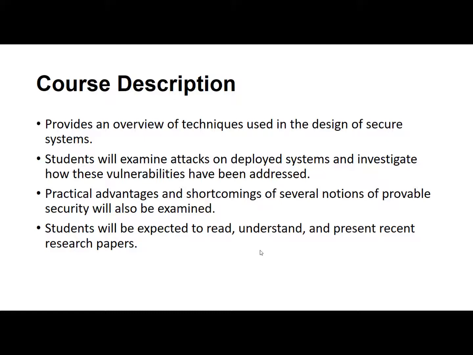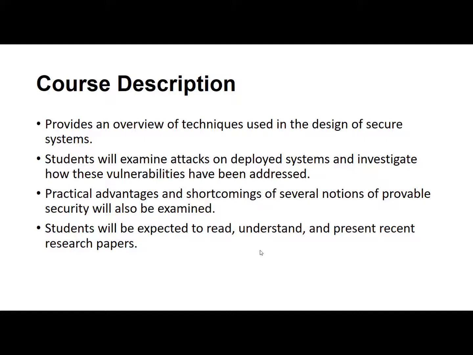So the course description will be as follows. First, we will provide an overview of techniques used in the design of security systems. For example, for cryptography, okay? Also for biometrics, what kind of algorithm we use.